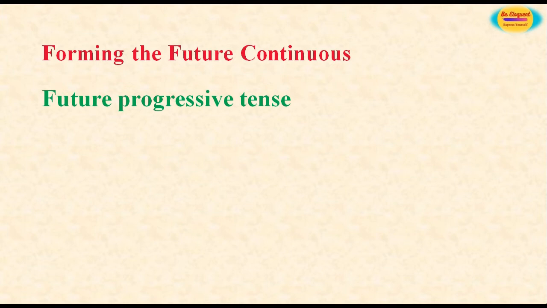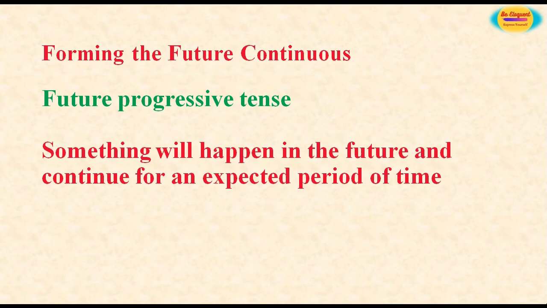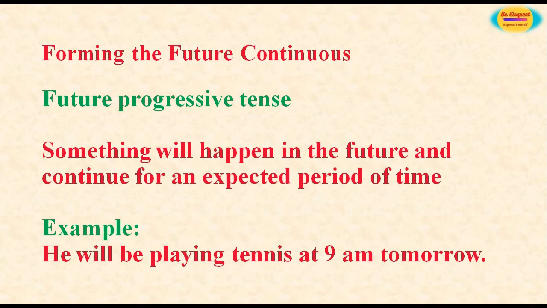Future continuous tense is also known as future progressive tense. The future continuous tense is a verb tense which indicates that something will happen in future and continue for an expected period of time. Example: he'll be playing tennis at 9 a.m. tomorrow.